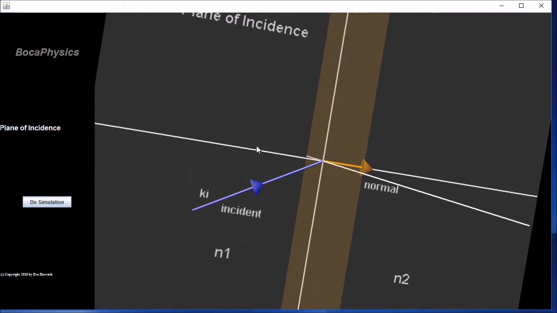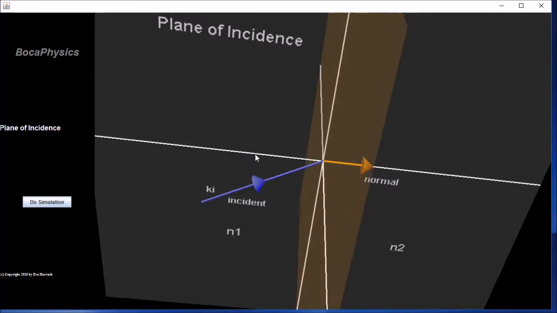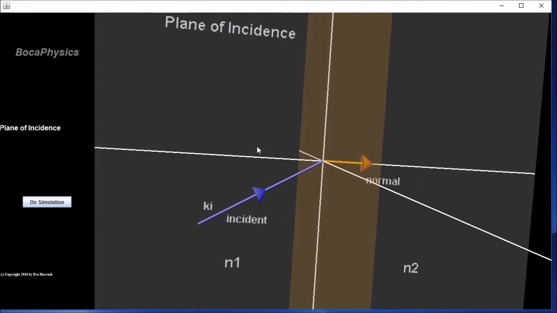Next, we see an incident wave Ki that is at angle theta I with respect to the normal. These two vectors define the plane of incidence. The normal to the plane of incidence is perpendicular to this plane in which both vectors lie.